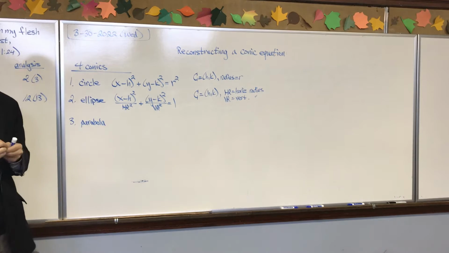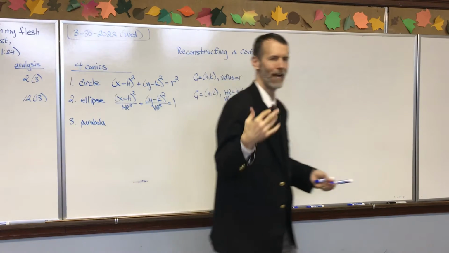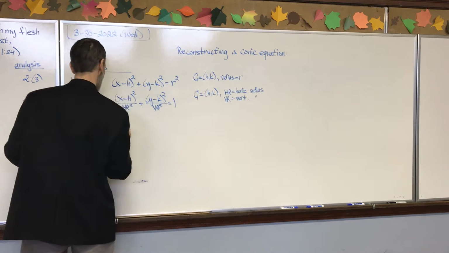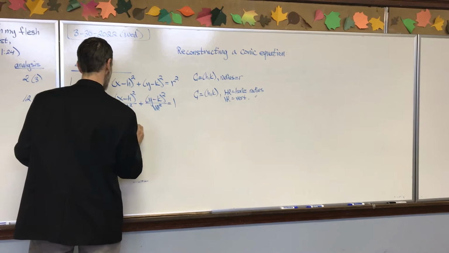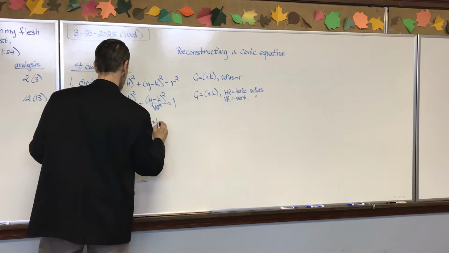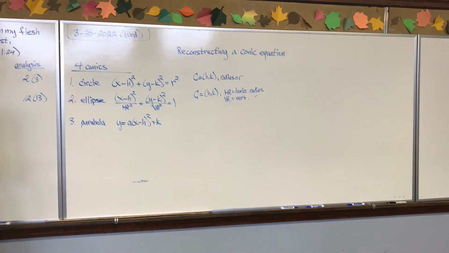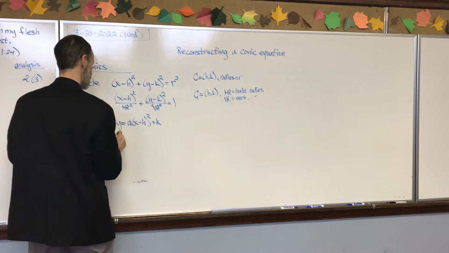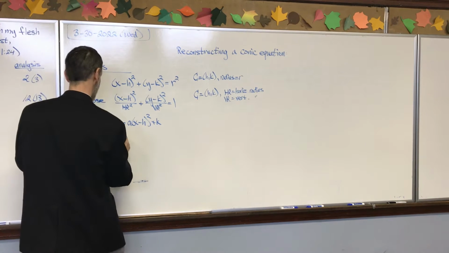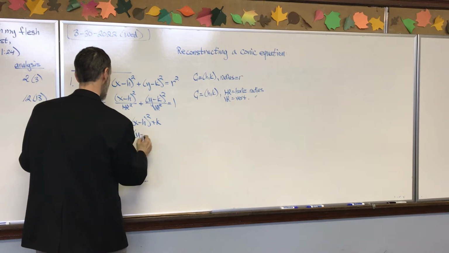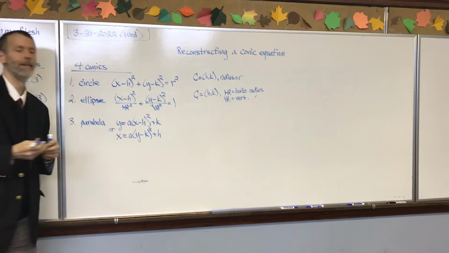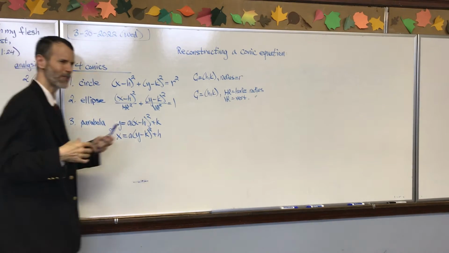A parabola, normally we had 1 equation, but now it turns out we have 2. Here's the first one: y equals a parentheses x minus h squared plus k. Can somebody give me the other version? x equals a parentheses y minus k, parentheses squared, plus h. Good. The second version, what's different about it?